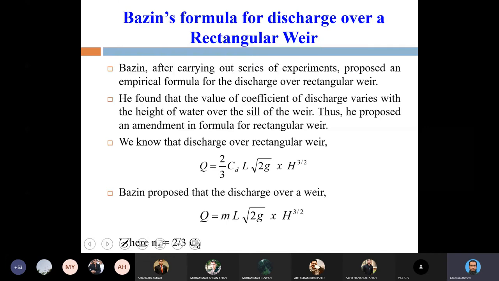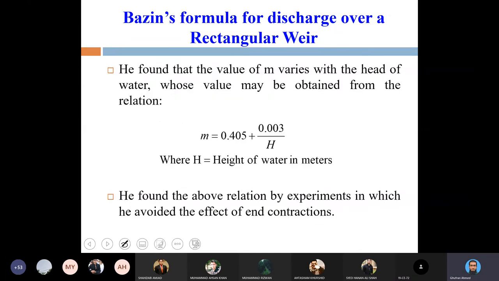We know the discharge of a rectangular weir is this one. According to Bazin's, what does he say? He says that this term you should delete, and replace it with M. So the coefficient M is equal to this one.